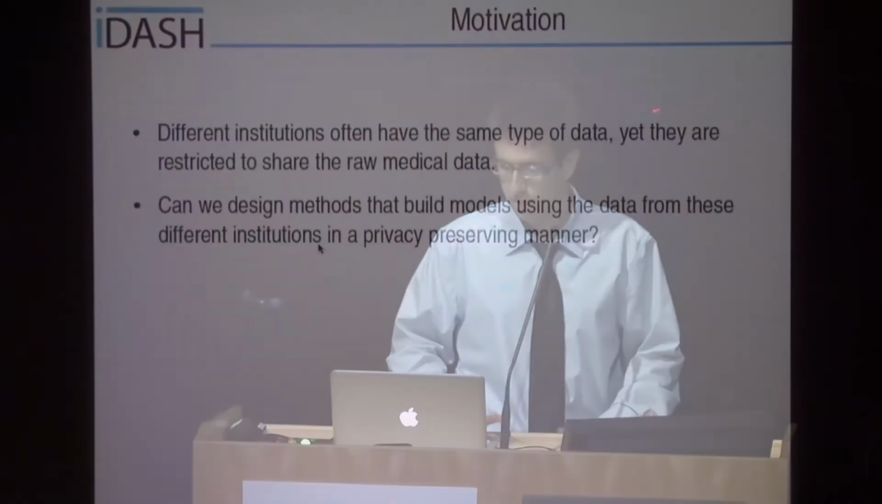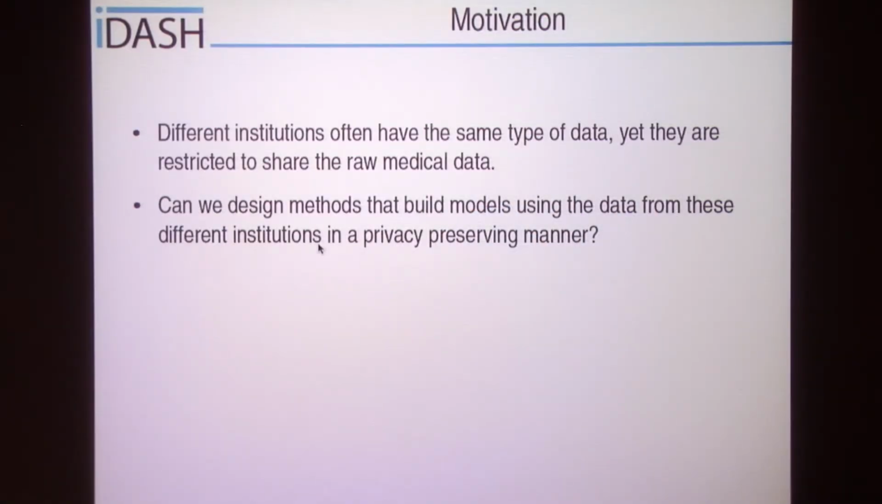So our motivation is that different institutions have the same type of data, yet there are restrictions on this data, and we can't share the raw data itself. Yet it would be a shame to just have this data and not take advantage of it. So we wish to ask, can we design methods that build models using these data in a privacy preserving manner?